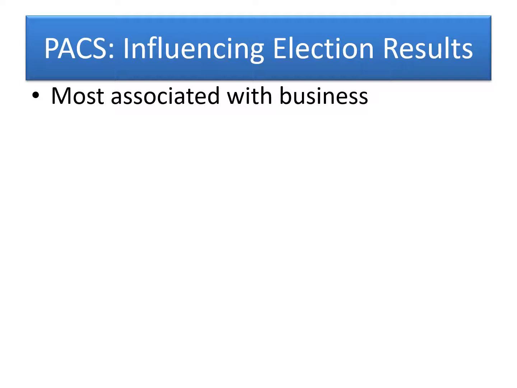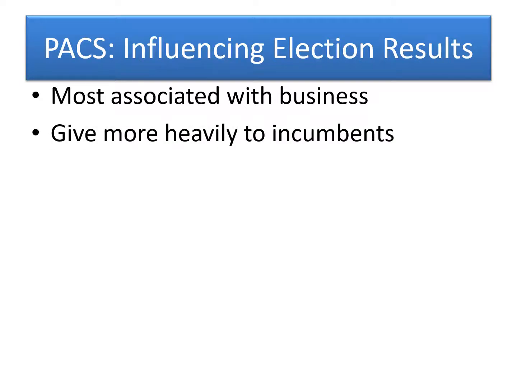Okay, so how do PACs operate? Most PACs are associated with businesses. Another reason why business PACs, business interest groups, tend to have more power is because they have more campaign money to give away. PACs give more heavily to incumbents, no matter what kind of a PAC it is. They prefer to choose somebody who is already a proven winner, rather than what they would consider wasting their money on someone who may not be able to get reelected.